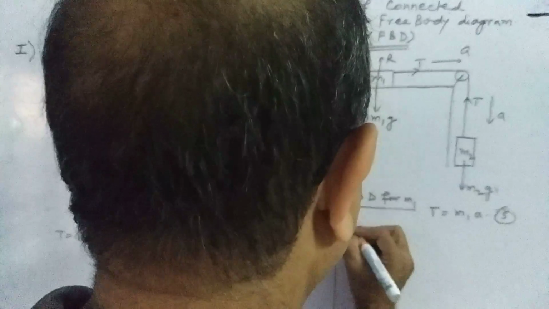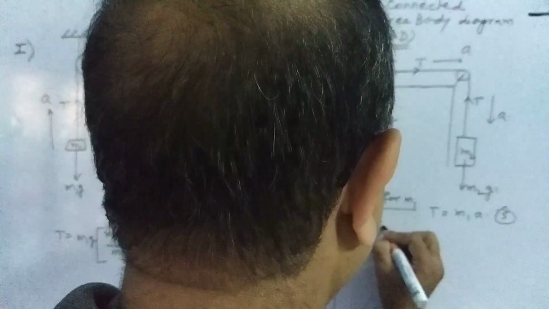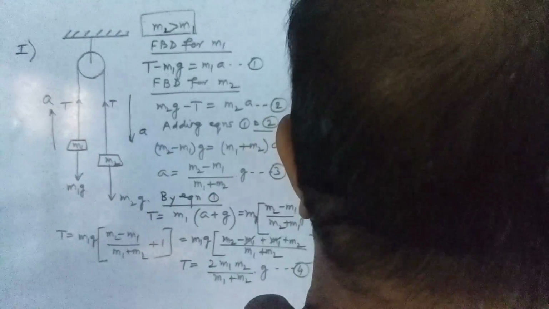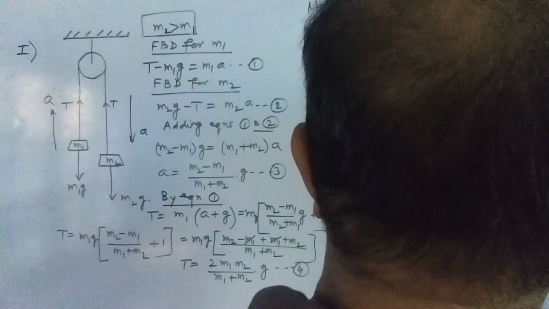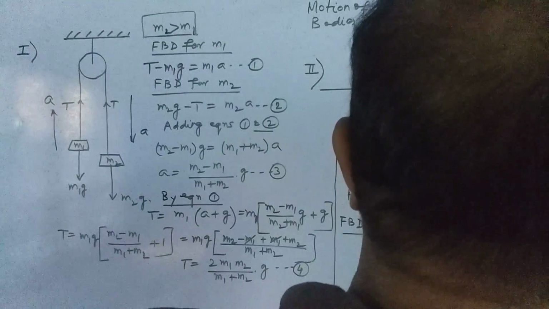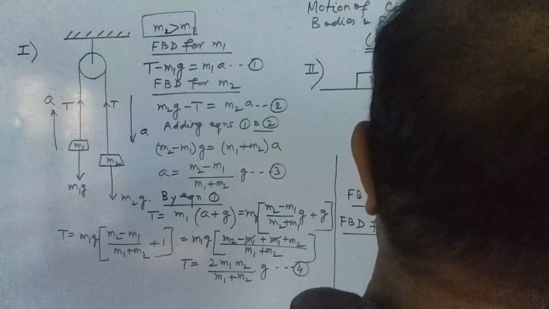And FBD for M2, that is quite easy. For M2, what will it be? M2G minus T, the unbalanced force, will act downward. That is equal to M2A. I write this as equation 6.